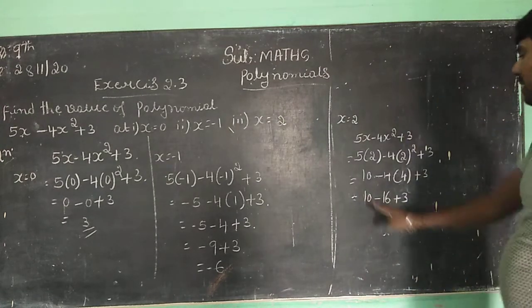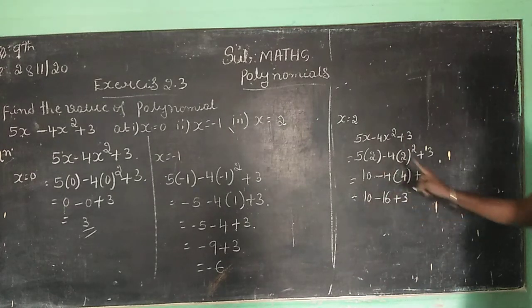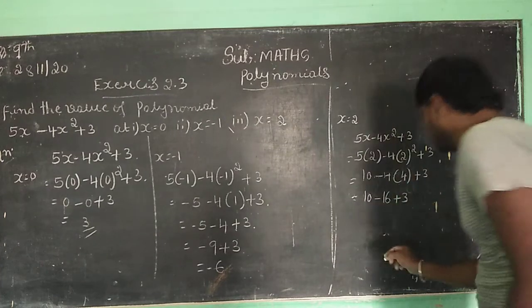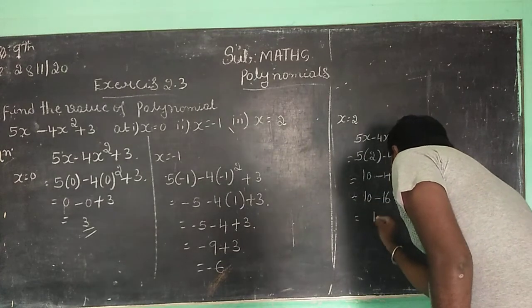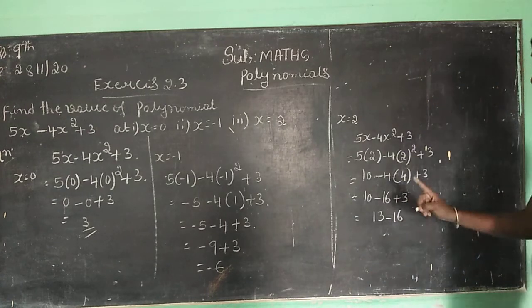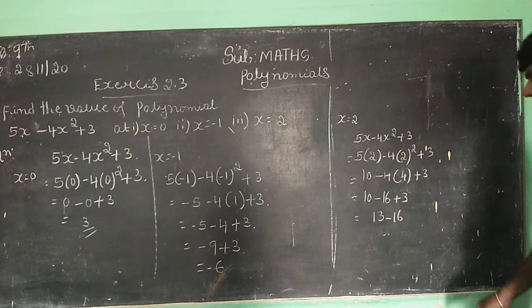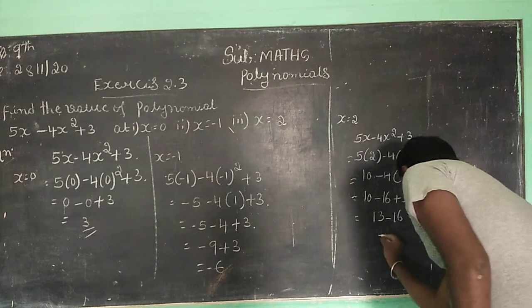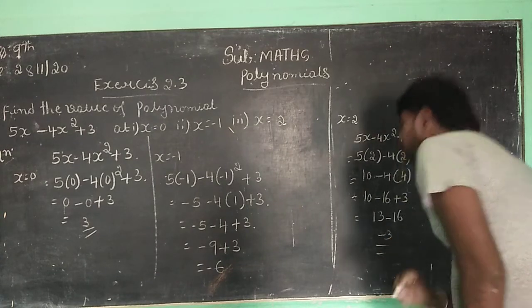Children, now you can add like terms. Plus 10 is there, plus 3 is there. There is also the same sign, so you can add 10 and 3, that is 13, and minus 16. Children, now you want to subtract: minus 16 plus 13, what is the value? Minus 3.